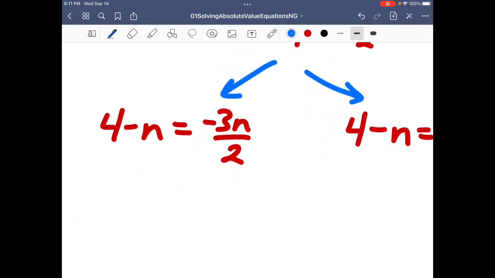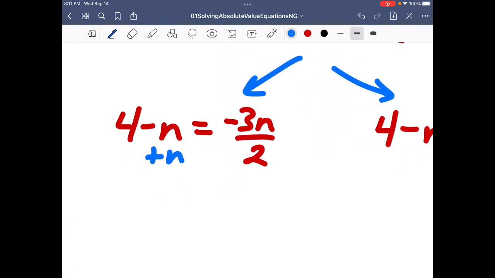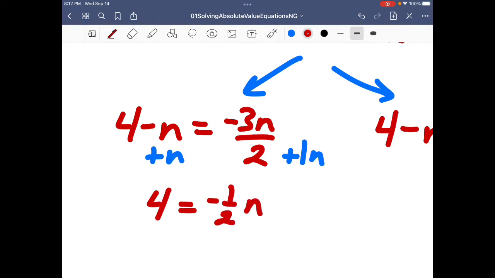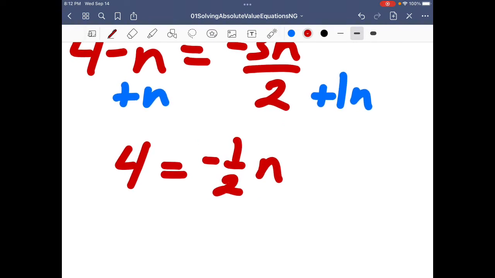Okay, now if you're mainly worried about the fraction, we just have to get over it. You're still going to solve this equation by adding n. What you're really adding is a 1n. And when you add 1 to negative 3/2 of n, that's like adding fractions that gives you negative 1/2 of n. Now in this situation, I can multiply both sides by negative 2 because I can multiply by the denominator. So I multiply both sides by negative 2 and I get negative 8.